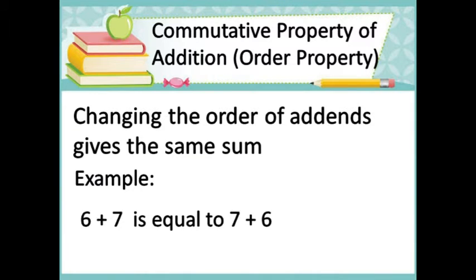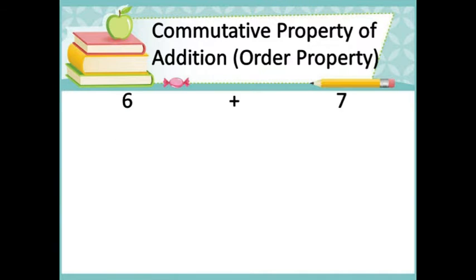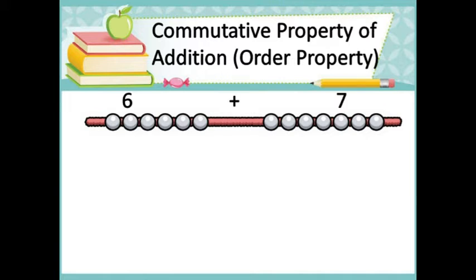So for example, we have here 6 plus 7 is equal to 7 plus 6. So let us show how it goes. Let's start with 6 plus 7. So I have here beads. In the first group we have 6 beads, and we have here 7 beads. So if we add the beads, or count the beads all together, we will count 13 beads.